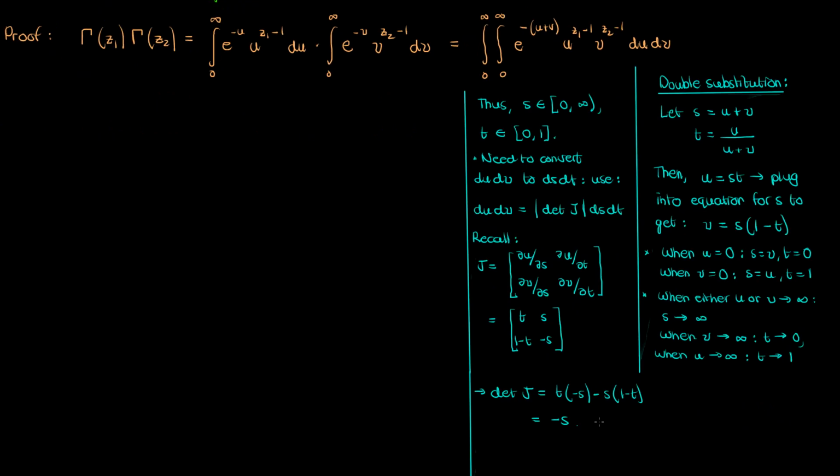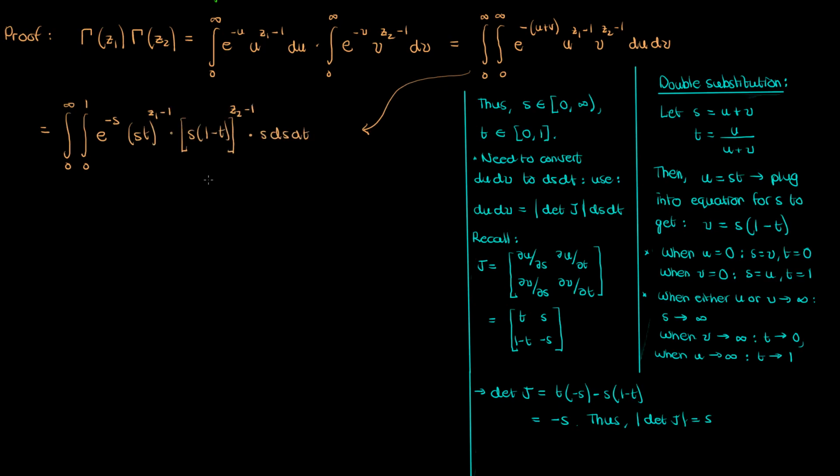And since s is a non-negative number because it varies from 0 to infinity in our integral, negative s is a non-positive number, so if we want the absolute value of the Jacobian, we need to change the negative s, a non-positive number, to the simple s, which is a non-negative number. So now we have the new limits of integration, we have the area element, and we have the expressions for the new variables s and t in terms of the old variables u and v. If we go back to our original u and v integral and make all of these substitutions, this is what we'll get to get a double integral in terms of s and t.